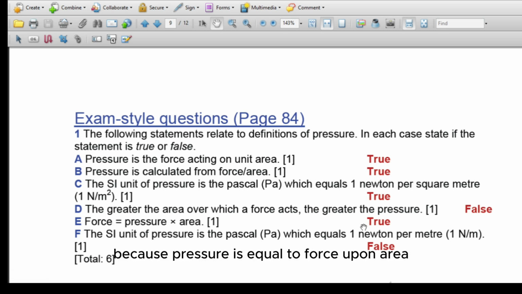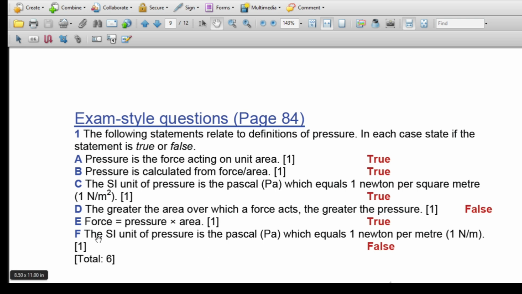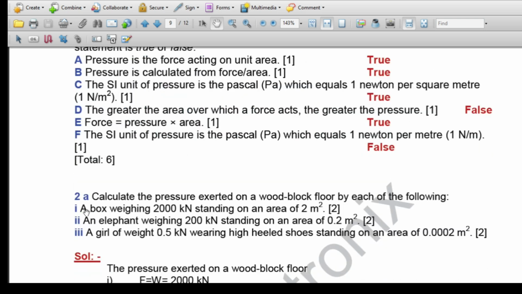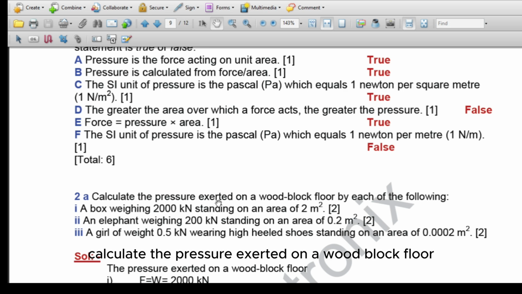Force is equal to pressure times area. True, because pressure is equal to force upon area, so force is equal to pressure times area. The SI unit of pressure is Pascal, which equals 1 Newton per meter. No, it's 1 Newton per square meter. So this is false.